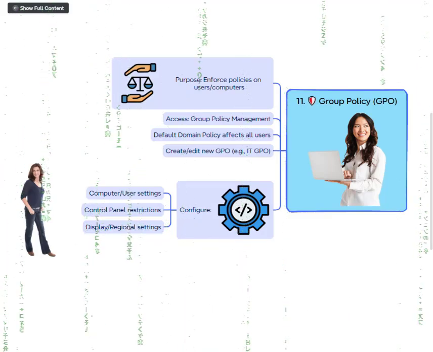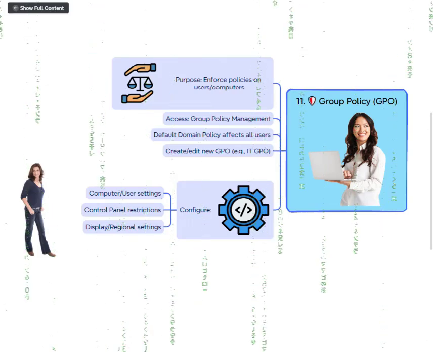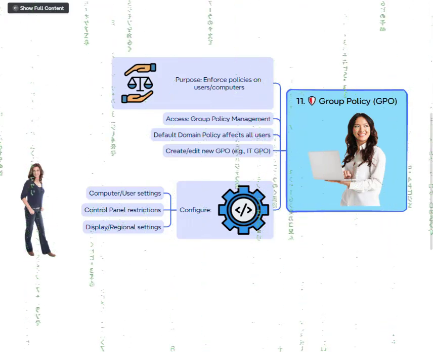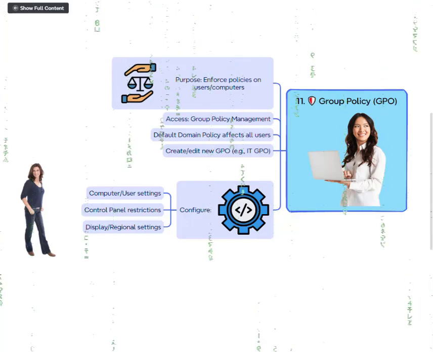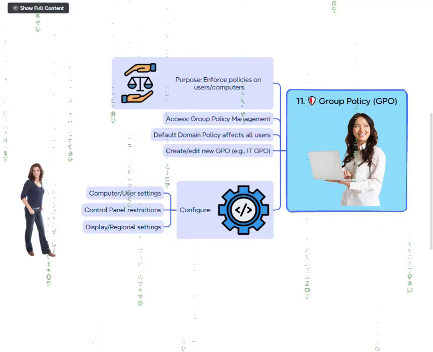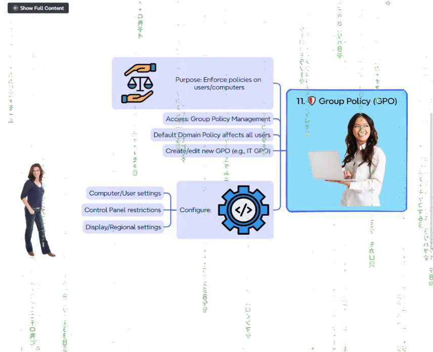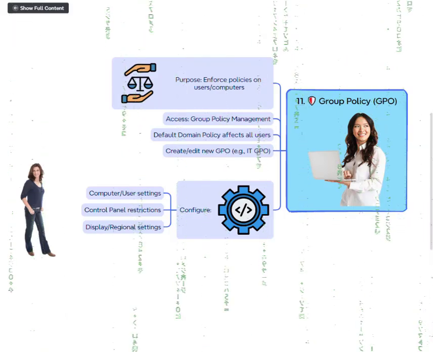Instead of editing the registry on each computer, which is risky and tedious, GPOs let you do it safely from a central place. You just right-click, create a GPO, and start tweaking settings, whether it's computer level or user level settings. You've got fine-tuned control over how the environment behaves.